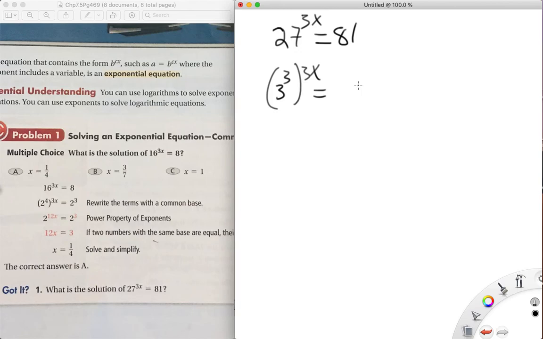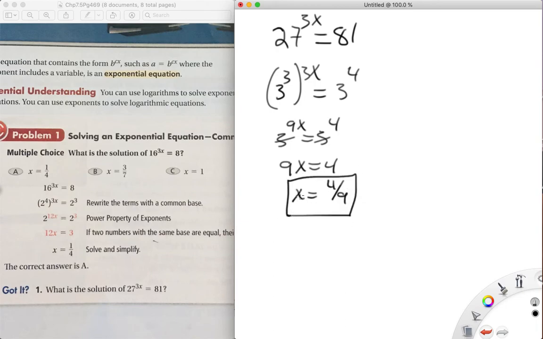Likewise, we're going to say that 81 is 3 to the fourth. We multiply the 3 and the 3x, so we get 3 to the 9x is equal to 3 to the 4. At this point, we don't have to worry about the bases, and we can say 9x is equal to 4. Divide both sides by 9, x is equal to 4 ninths.